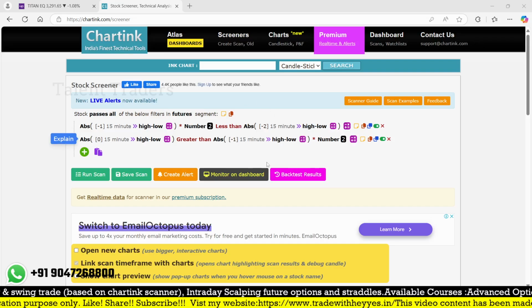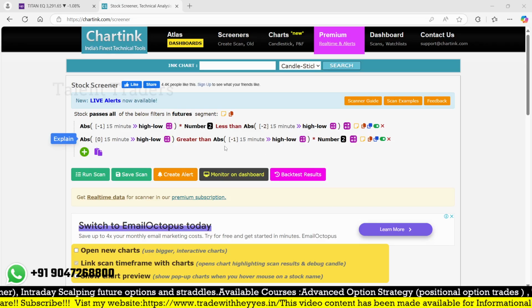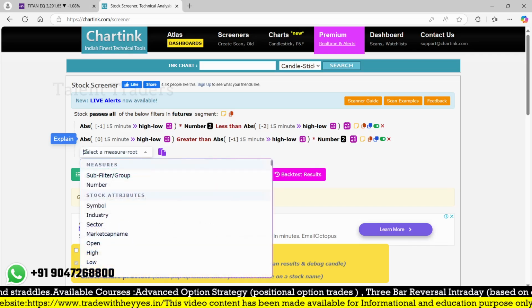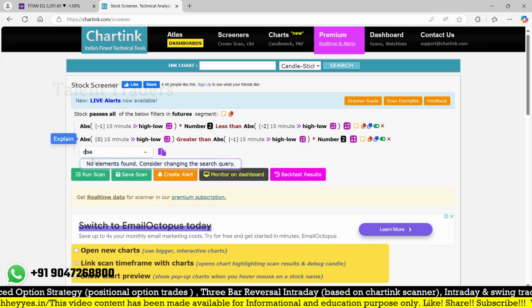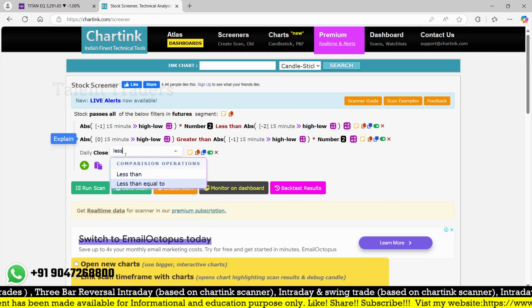So we are finding this. We do find 3 candles, and the close must be less than the open. So we can add the candle colors. Okay, so close of the candle must be less than.